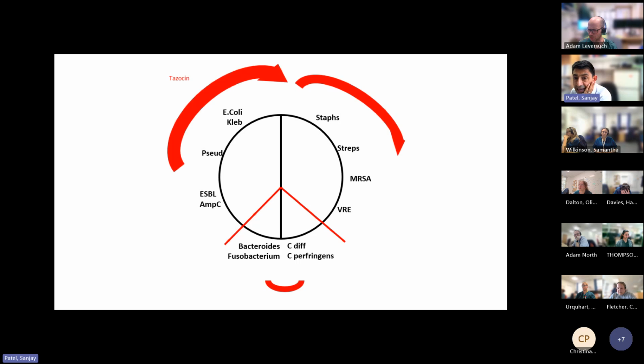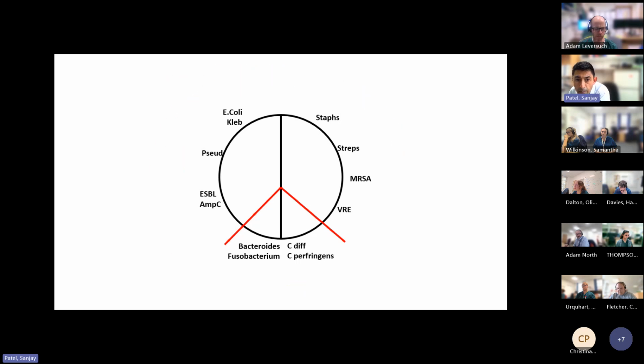Then you go to drugs like tazocin. Tazocin, most people have heard of. It's often used in febrile neutropenia as first-line treatment. The reason for that is it's very broad spectrum, but it also covers Pseudomonas. So the difference really between co-amoxiclav and tazocin is essentially that tazocin offers Pseudomonas cover.